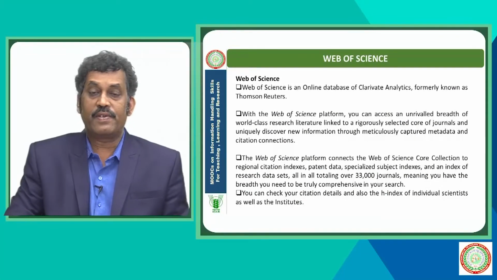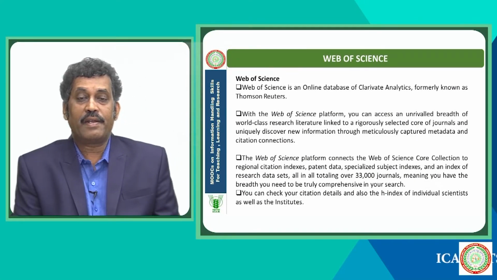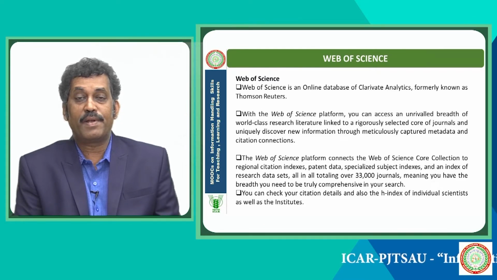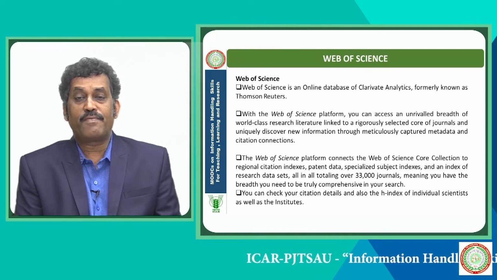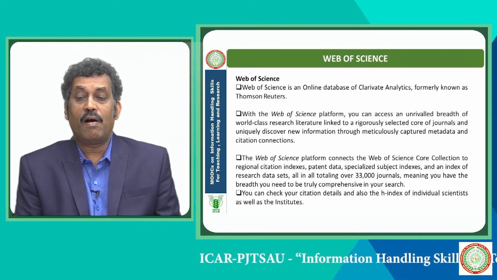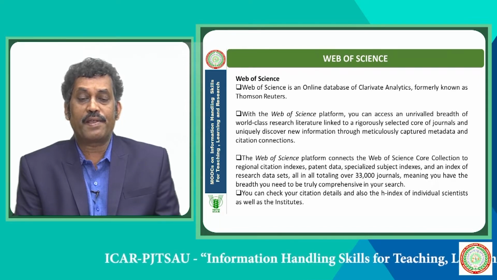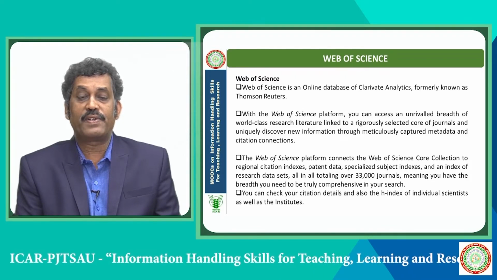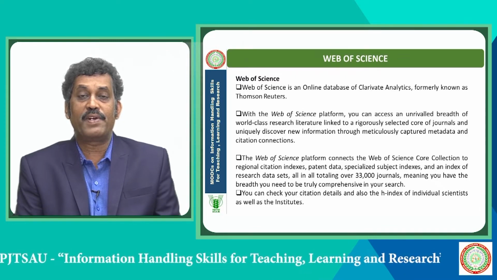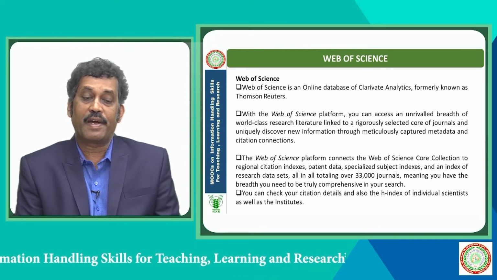The next one is the Web of Science. Web of Science is again an online database by Clarivate Analytics. The company was formerly known as Thomson Reuters. With the Web of Science platform, you can access an unrivaled breadth of world-class research literature linked to rigorously selected core journals, and discover new information through meticulously captured metadata and citation connections.